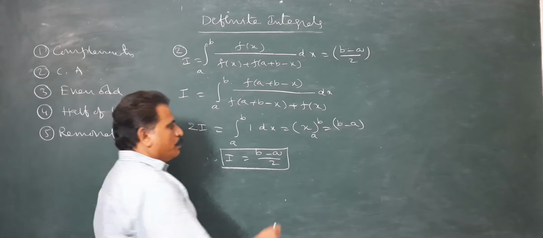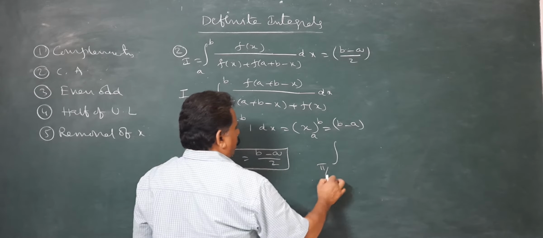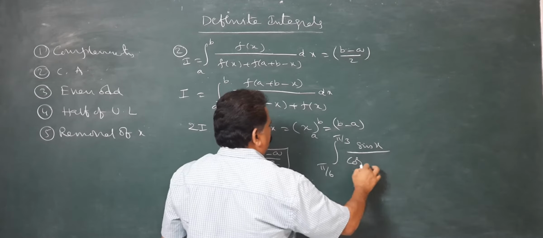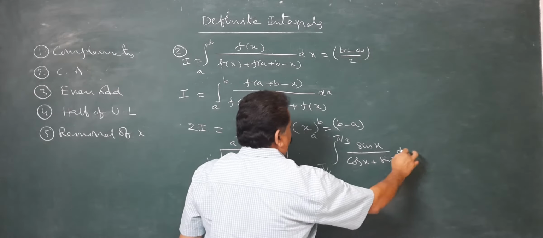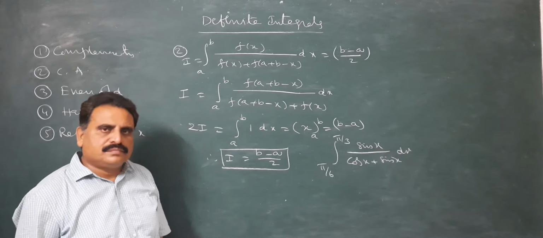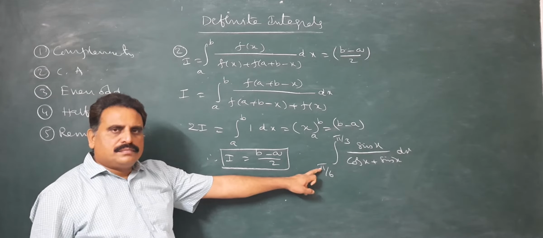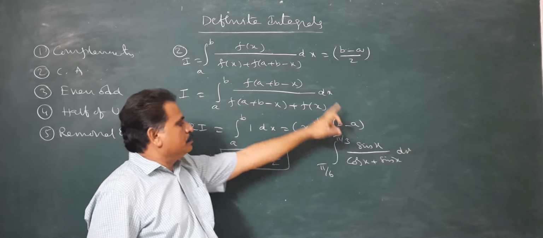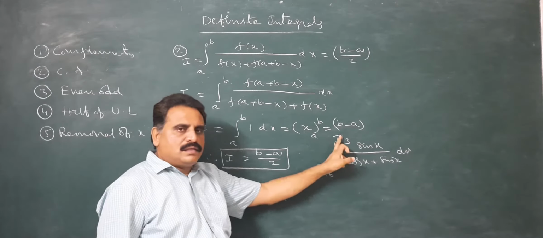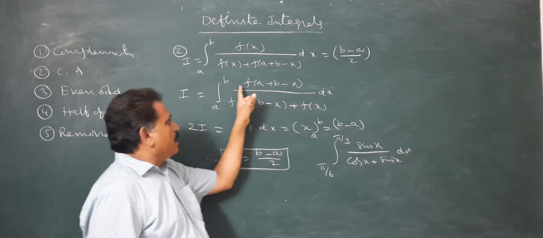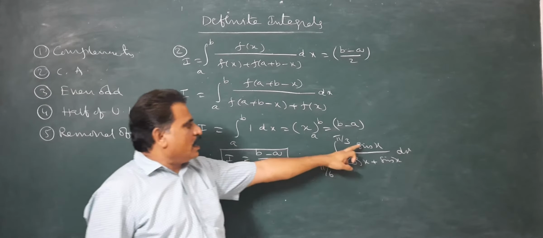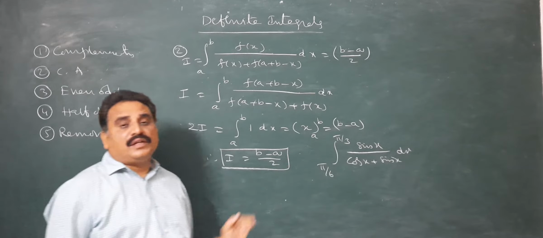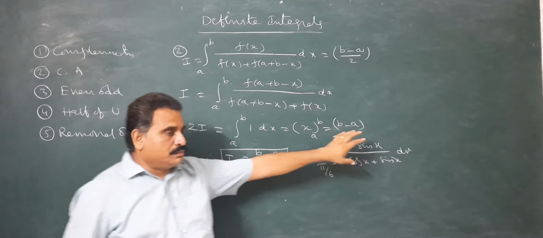Simply we get that. For example, the integral from pi by 6 to pi by 3 of sin x by cos x plus sin x. Just observe that a is pi by 6, b is pi by 3, and f of x is sin x. a plus b is 30 plus 60, 90, so a plus b minus x is 90 minus x, and sin of 90 minus x is cos x; f of x is the same. So we can apply that formula. We need not integrate this one.